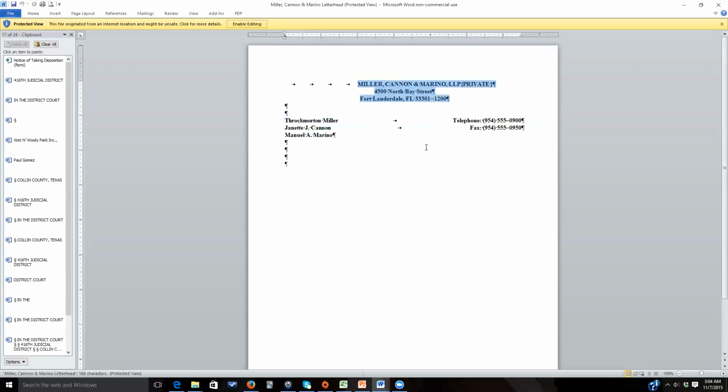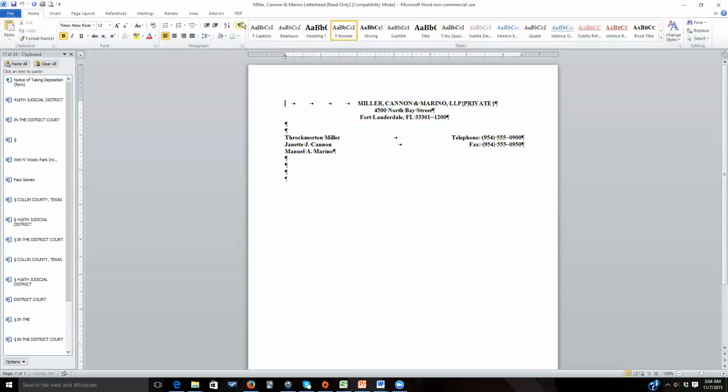It's perfectly fine that it's not in Texas. That's not a problem. Obviously, Throckmorton Miller has to be admitted to practice in Texas if he's filing this in state court, but it's not unusual for an attorney to practice in one state and be a member of the bar in another state.